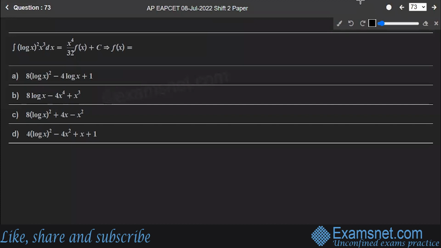Question number 73. Again, an integral problem with us. We have the integral of log x square into x cube dx is equal to this whole thing. You have to find out the value of fx, right? Let's go with this.